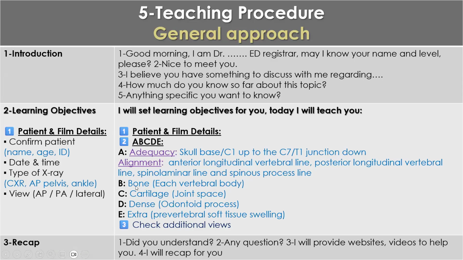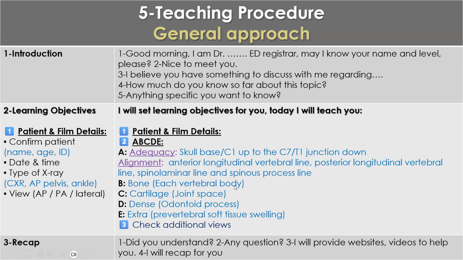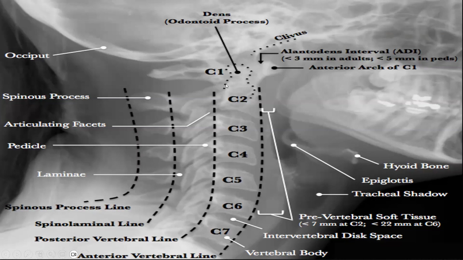Bone, sir. We will check the height of the bone, anterior border and posterior border. Which bone? First is C1 and then C2, sir. Vertebral bodies. Bone means each vertebral body. So what do you need to check in each vertebral body? Height, sir. The height of the vertebral body. Okay, height and the shape, yes, sir.